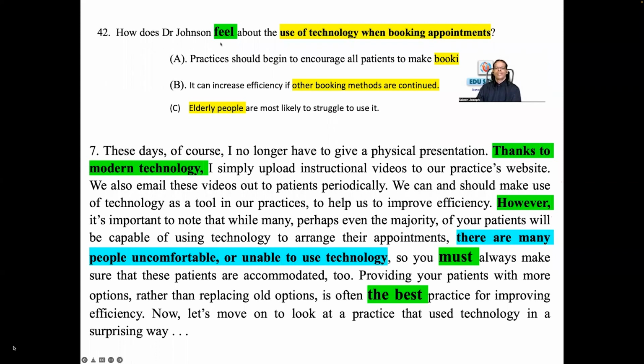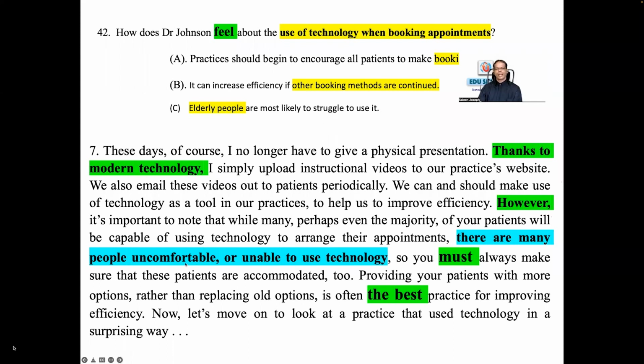Okay. So how does Dr. Johnson feel about the use of technology when booking appointments? Thanks to technology, he says, this is something positive about technology. However, see, a contrast. He says all these things. I simply upload instructional videos to our practice website. We also email these videos out to our patients periodically. We can and should make use of technology as a tool in our practices to help us to improve efficiency. However, now the whole scenario changes. It is important to note that while many, perhaps even the majority, see, majority, continuously you have scale C being used here. The majority of your patients will be capable of using technology to arrange their appointments.